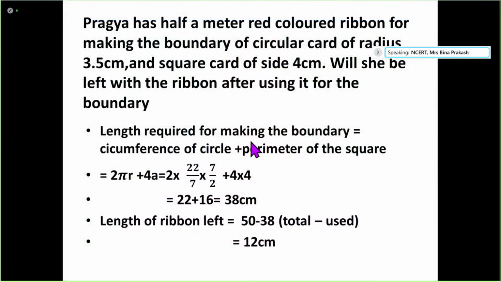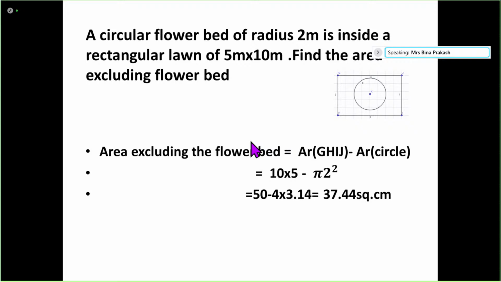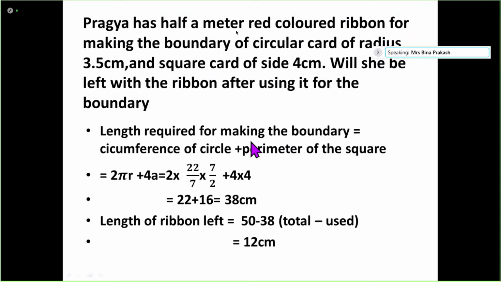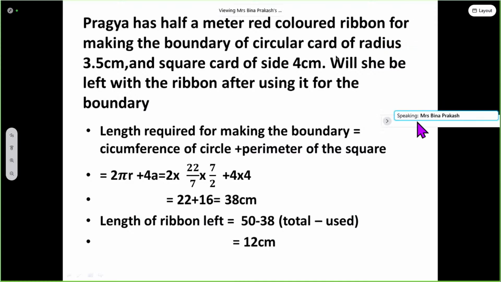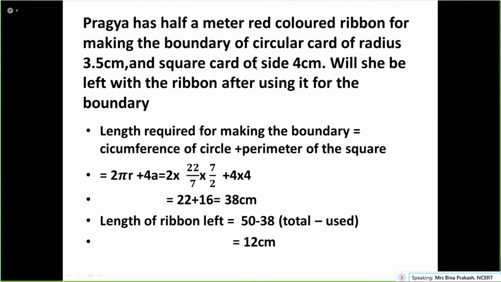Yes, the question is, Pragya has half a meter red colored ribbon for making a boundary of a circular card of radius 3.5 centimeter and a square card of side 4 centimeter. Will she be left with the ribbon after using it for making its boundary? The question says she has used the ribbon to make the boundary of the two cards. The two cards are in two different shapes. One is a circle and the other one is a square.